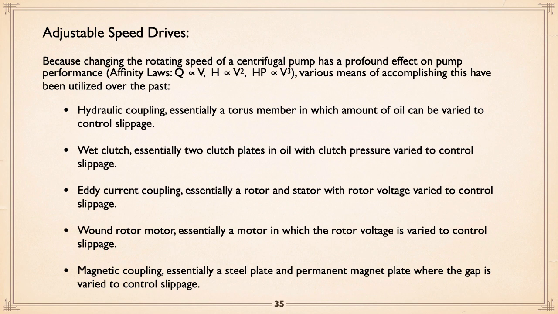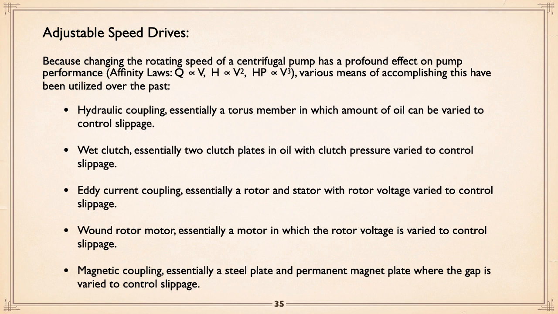Various means of accomplishing this, in other words, controlling the speed of a pump, have been utilized over the past. And here's some examples. Hydraulic coupling, essentially a torus member, which is like a fluid coupling, but not a torque converter, where the amount of oil in it can be varied. That will adjust speed. Wet clutch is simply two clutch plates riding in oil with the pressure being controlled, and of course that generates heat, etc.